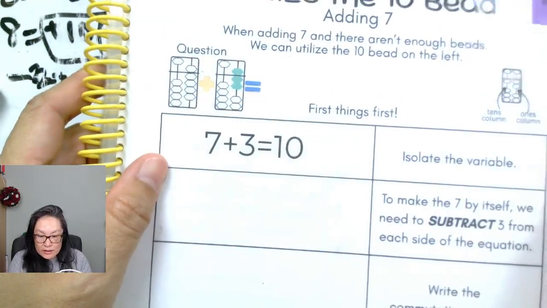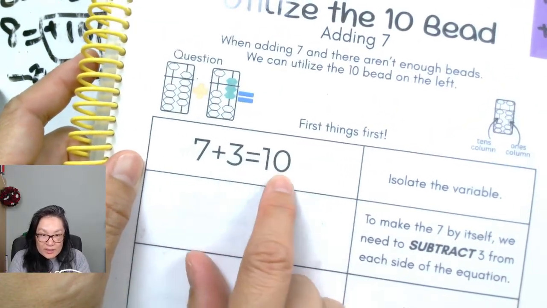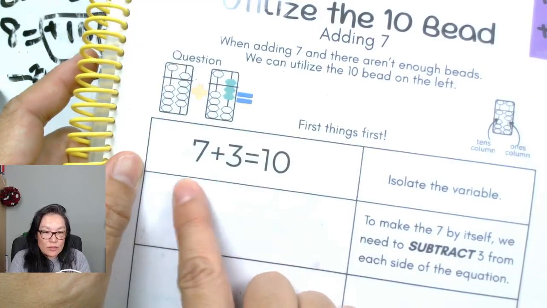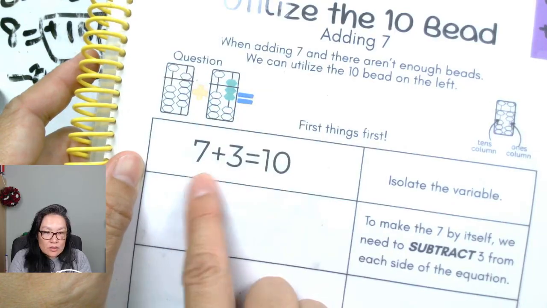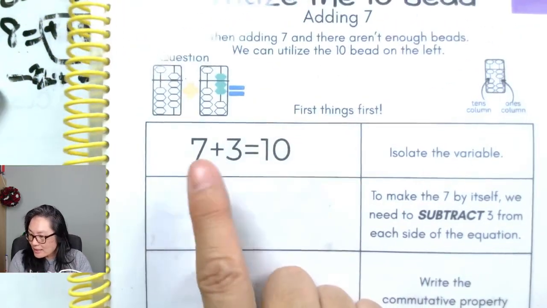Seven is equal to what? 7 plus 3 is equal to 10. That's what we're looking for. This is what we're looking for, Benny Jet. Okay? So what happens is, we're going to isolate the variable.